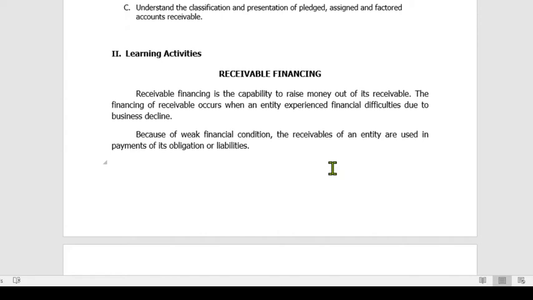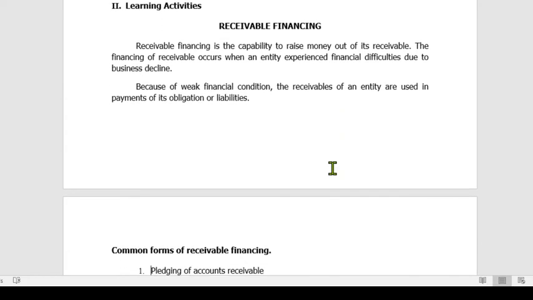So, one option is to have your receivables be financed by other financial entities. So parang ibinebenta mo or ginagawa mong security itong receivable para maka-generate ka ng cash na in turn ay gagamitin mo to pay for your liabilities.